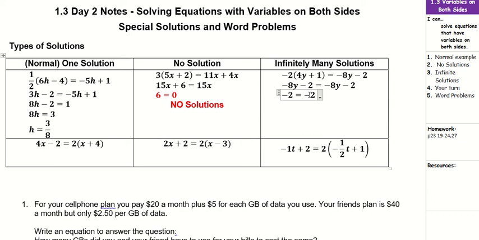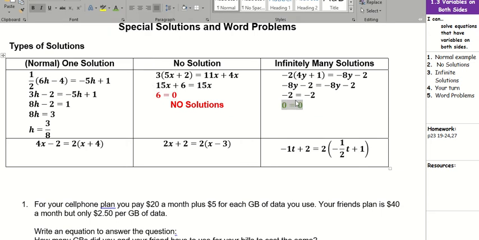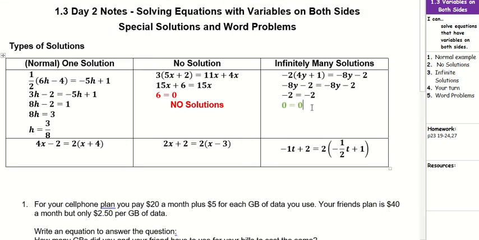This is a true statement. And we can go a little bit farther. If we want to add 2 to both sides, we can get 0 equals 0. This is true. I got a true statement here. That means any number that I put in for y, it doesn't matter what the number is, could be a billion, could be 9, could be negative 15, could be 1.5, could be 0. Any number that I put in for y is going to get me a true statement here. There are infinitely many solutions.